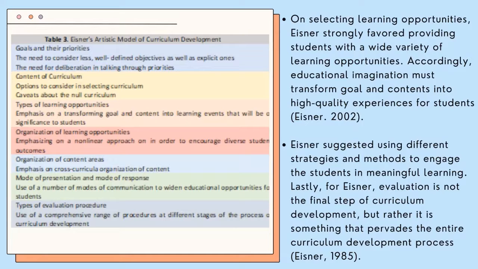Sa organization of content areas, there must be an emphasis on cross-curricular organization of content. So Eisner contended that curriculum content should be organized and integrated in different ways. So yung cross-curricular instruction, it is an instructional strategy that offers a way for teachers to plan lessons that incorporate more than one disciplinary area. So this allows the students to broaden their lens of understanding and apply skills and strategies they learn in lesson to deepen their overall understanding and make authentic real world connections.